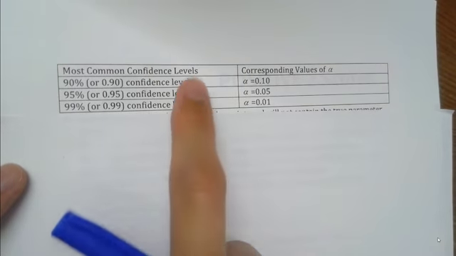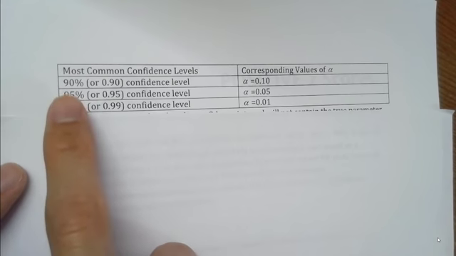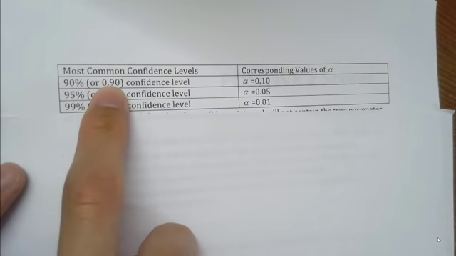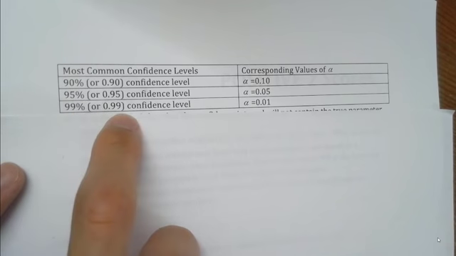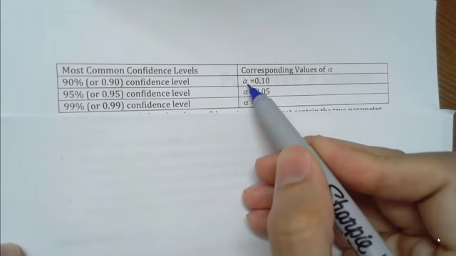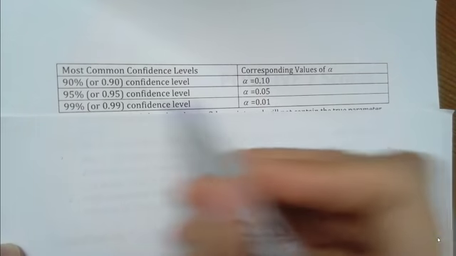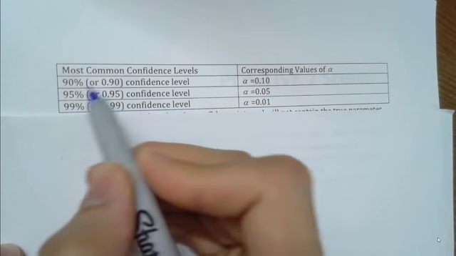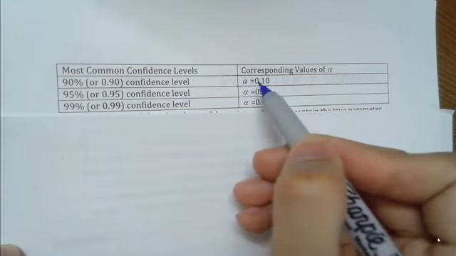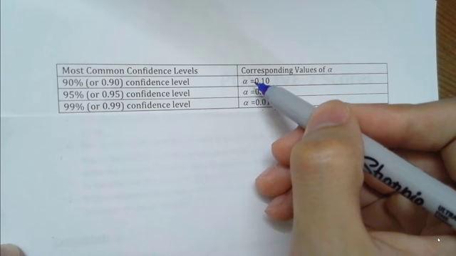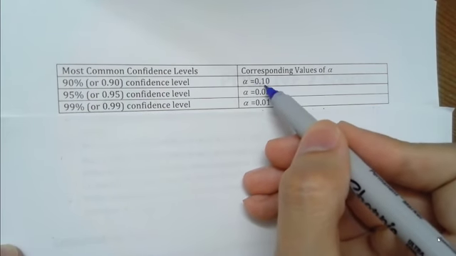Most of the common confidence levels that we have are 90%, 95%, or 99%. 90% in decimal is 0.90, 95% is 0.95, 99% is 0.99. Now, if we are using a 90% confidence level, then alpha is the other 10%. So alpha is the complement of the confidence level. 90% for confidence level, your alpha is the other 10% so that together they make up 100%. So 10% for alpha, or 0.10 in decimal.